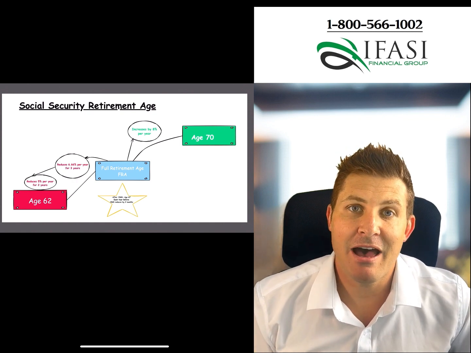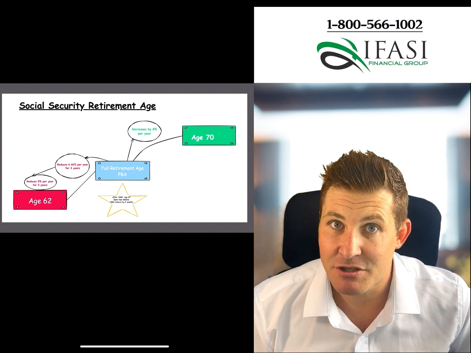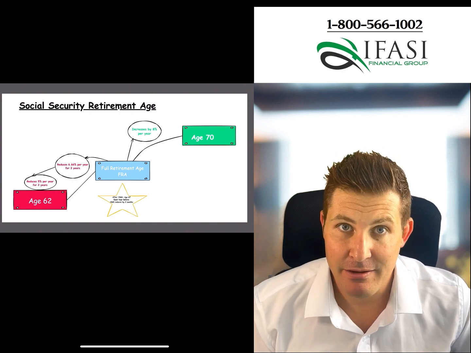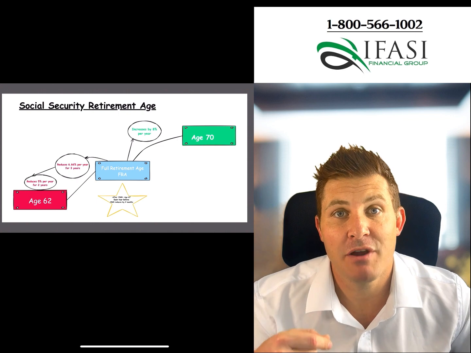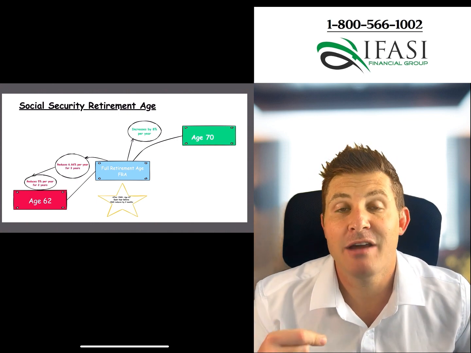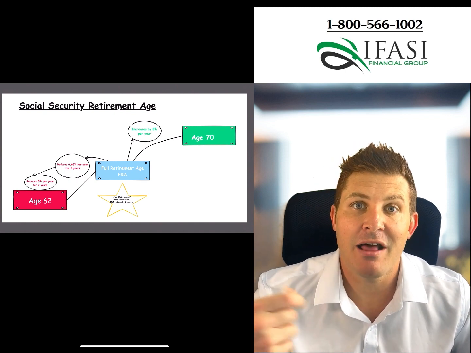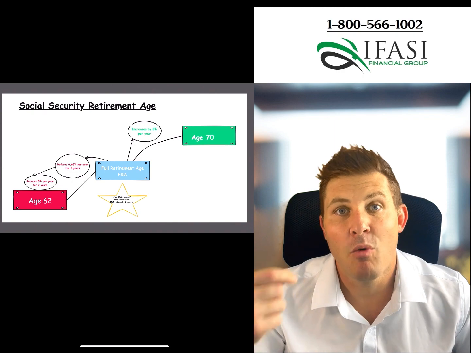So what I mean by that is, let's say someone decides to keep working as they're collecting Social Security benefits. If they make too much money, they could have a reduction of their benefits. For every $2 over a specific limit, they could have a $1 reduction. The year that they're turning their full retirement age, for every $3 they make above that limit, they could have a $1 reduction.